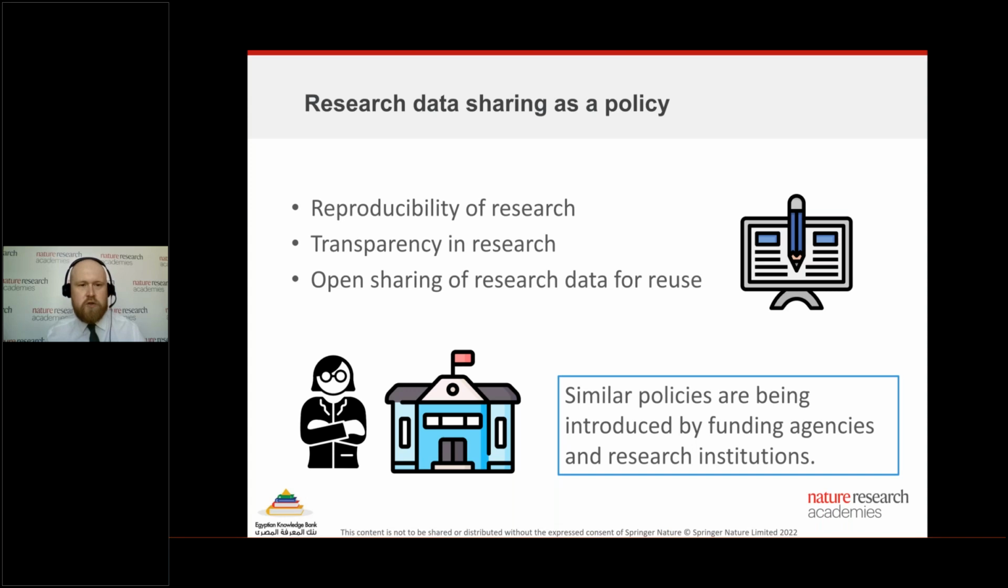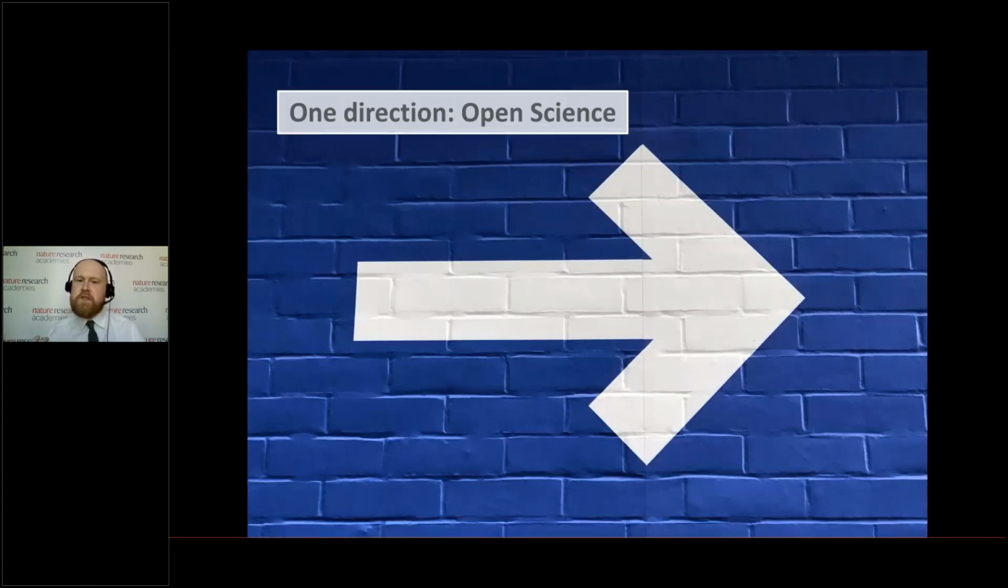So we do need to make sure that we share our data, not only when we publish, but perhaps during the course of our study as well. This helps increase transparency in research and increases the reusability of our work, okay? And as I say, this is part of a wider movement of open science. We're seeing that science is becoming more transparent, accessible, and therefore reusable for other researchers, okay?